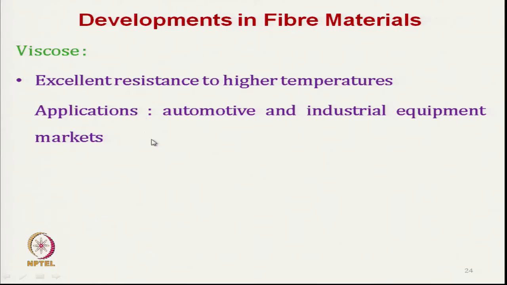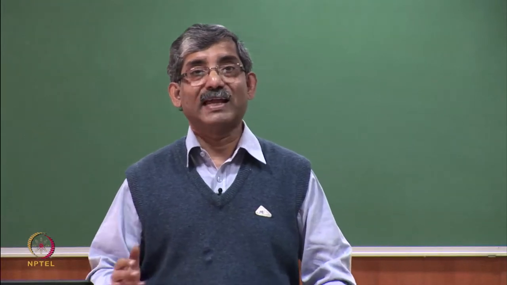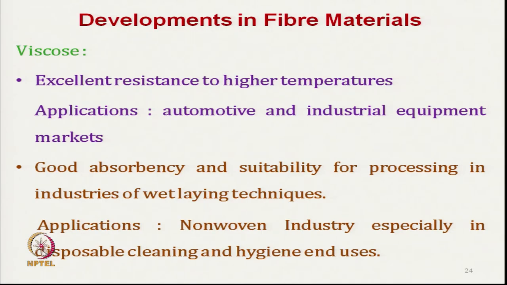Like in the automotive and industrial equipment market, we use viscose fiber. It has good absorbency and suitability for processing in the wet laying technique. So viscose fiber is used for wet laid nonwovens due to its good absorbency characteristics. The applications are in the nonwoven industry, especially in disposable cleaning and hygiene end uses, where we need absorbency characteristics.